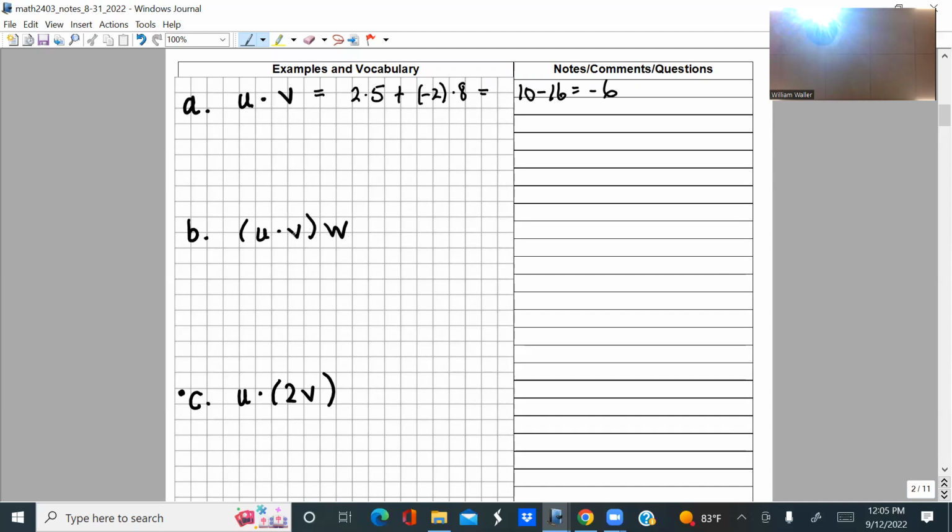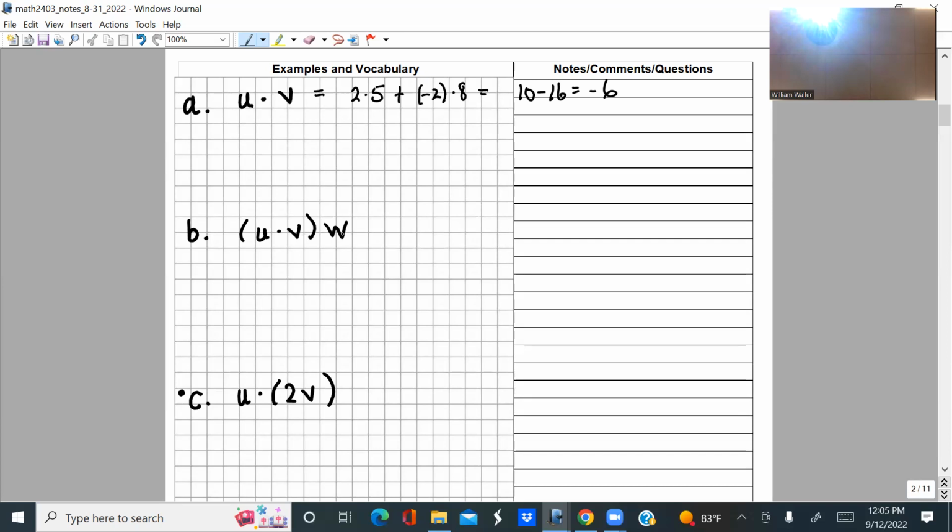Yeah, that will be a scalar product, right? Because the dot product will produce a number here. Since that's in parentheses, we're going to do that operation first, right? Okay. And then that will produce a number. And then we'll take that number, that scalar, and multiply it times the vector w, right?